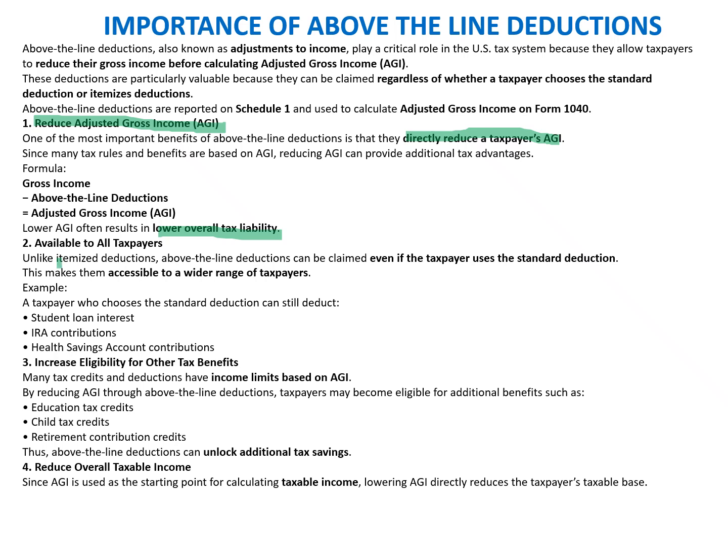It is available to all the taxpayers. Unlike the itemized deduction, above the line deductions can be claimed even if the taxpayer uses the standard deduction. So which means that in the case of itemized deduction, either of them is applicable, whereby a taxpayer can claim either the standard deduction or the itemized deduction.